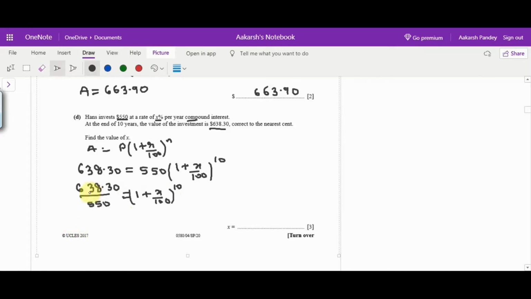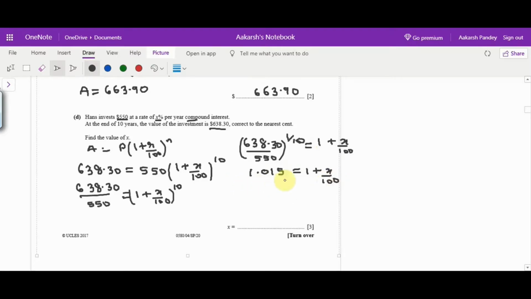So now I'll take the 10th root on both sides. So what I get is (638.30 by 550), the whole raised to 1 by 10, that is equal to 1 plus X by 100. So this value works out approximately as 1.015. This is 1 plus X by 100.